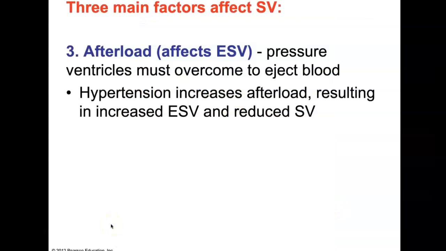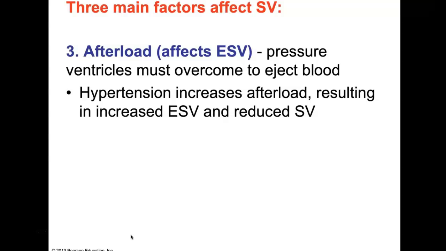So let's move over now to the last factor affecting stroke volume, which is afterload. Afterload, by definition, is the pressure that the ventricles must overcome to eject blood. It is essentially the back pressure that arterial blood exerts on the aortic and pulmonary valves, and that's about 80 millimeters of mercury in the aorta and 10 millimeters of mercury in the pulmonary trunk. In healthy individuals, afterload is not a major determinant of stroke volume because it's relatively constant.